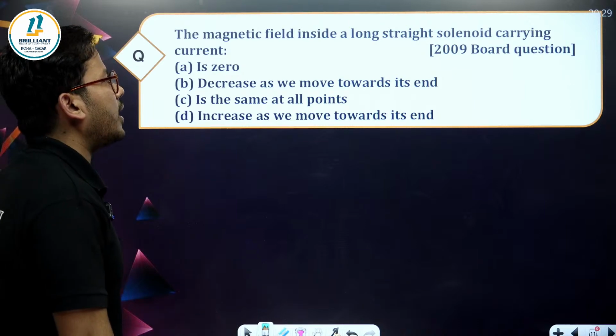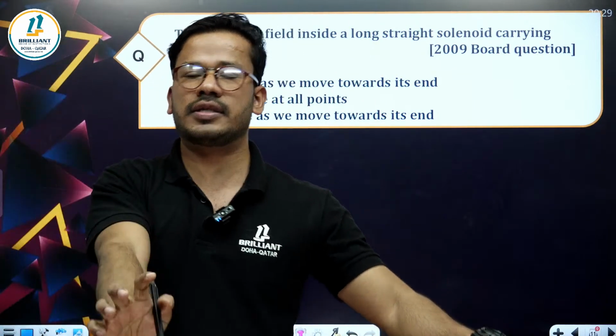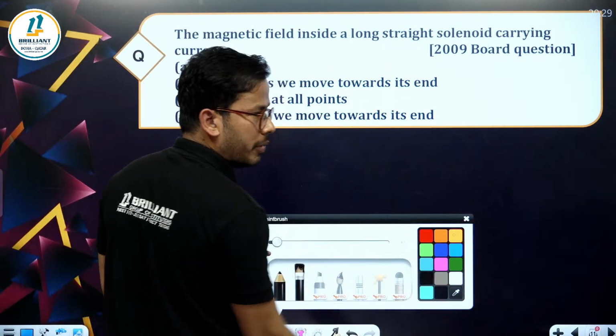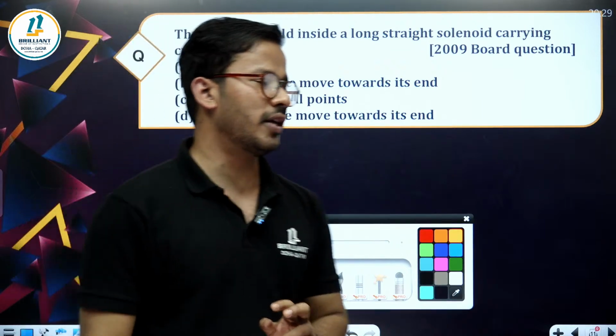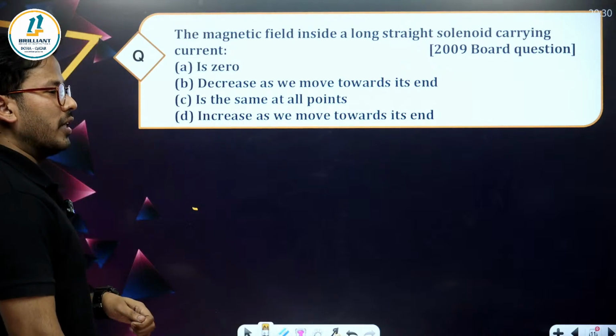The magnetic field inside a straight current carrying solenoid. What will be the answer? Magnetic field inside a straight current carrying solenoid is what? What will be the answer?